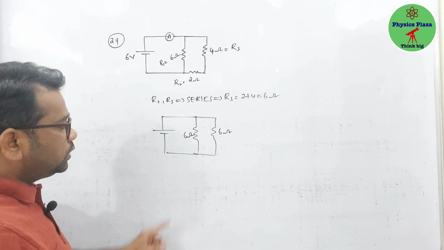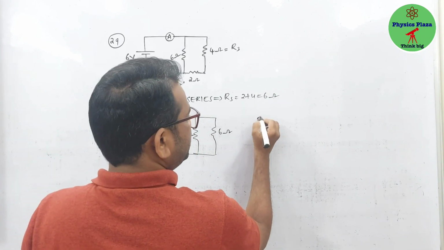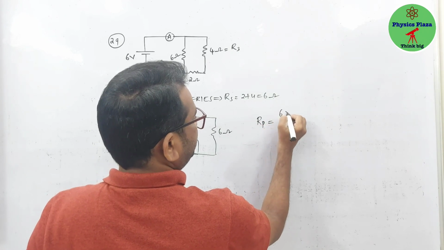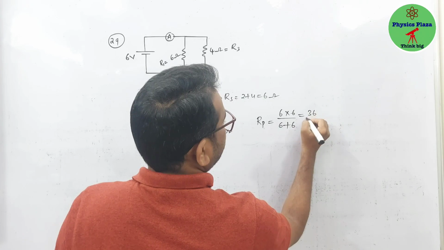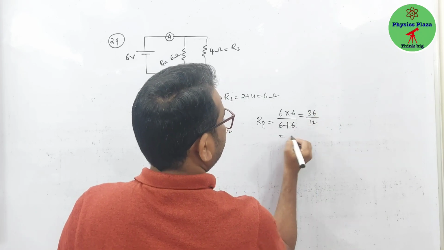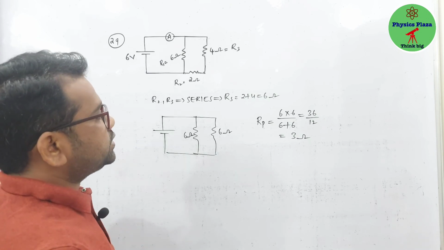Fine. Now these two are in parallel. So here Rp is equal to 6 into 6 by 6 plus 6. This will be 36 by 12. So this is 3 ohm. So now the total resistance of the circuit is 3 ohm.